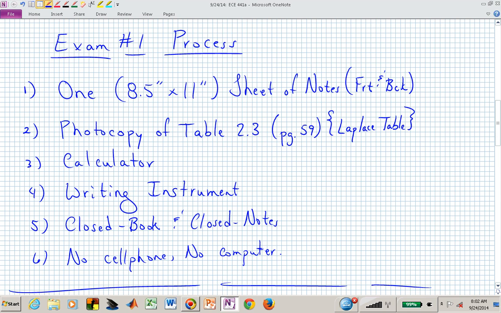The process for exam number 1, you will be allowed 1 sheet of notes, front and back. You can bring in a copy of the Laplace transform table. Is that in the exam 1 material? I believe it is on D2L if you don't have the textbook, but you can bring that. You'll then have 2 pieces of paper in front of you. You can have a calculator and something to write with, but that's it. And yourself. You need to come here ready to go for exam number 1. Are there questions about the process? Good. It's clear.